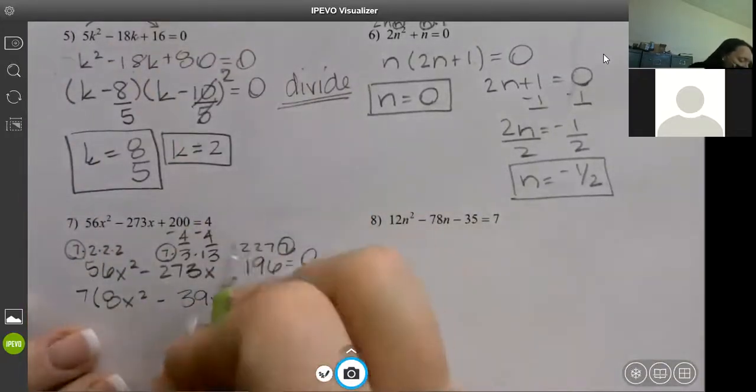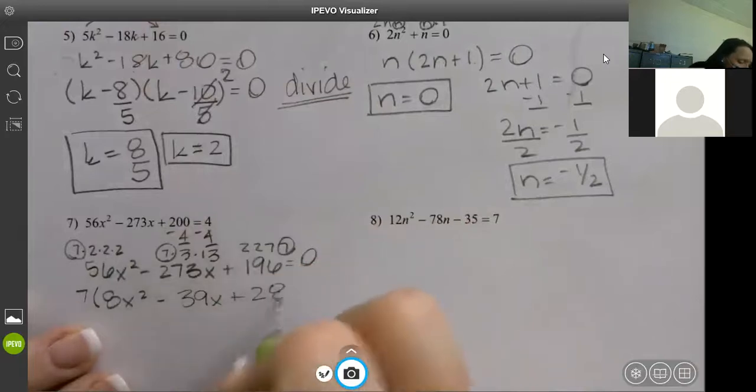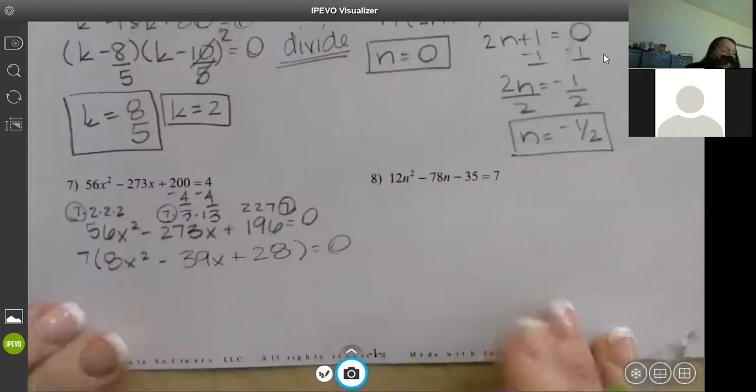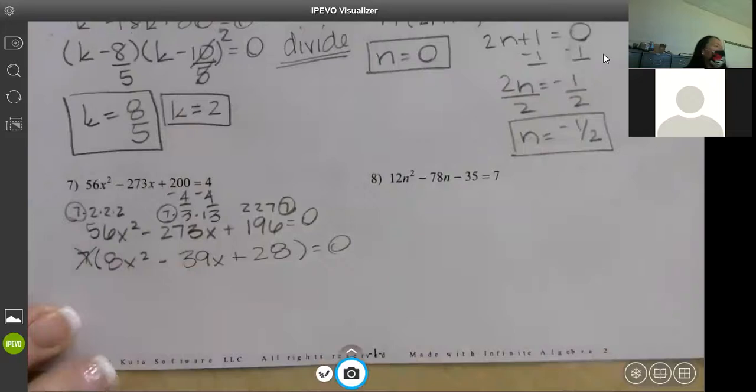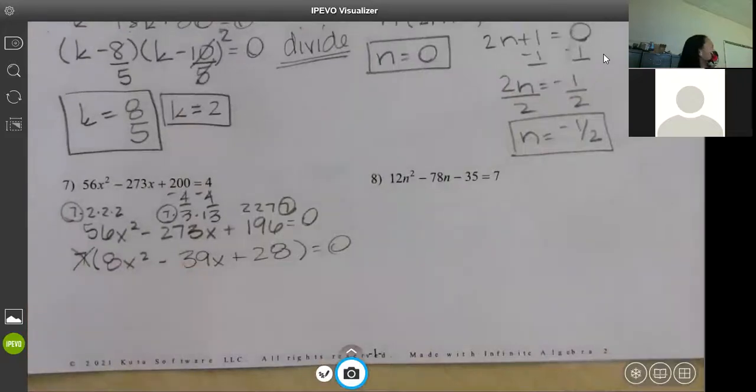And 7 times 2 is 14, times 2 is 28. If there is not a letter or a variable with it, then that GCF doesn't matter, because we would just divide it over, and 0 divided by 7 is 0. So it's not going to change anything.